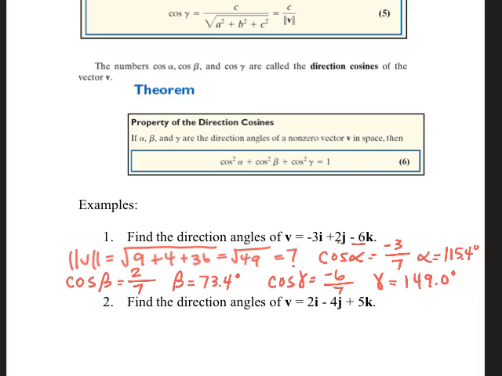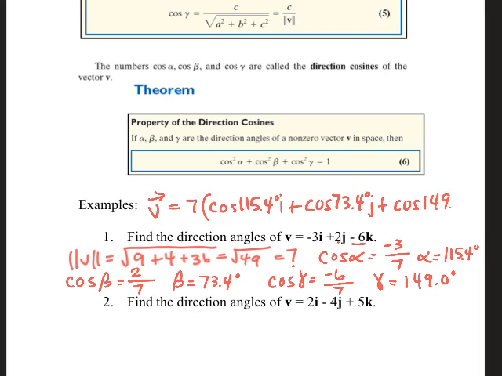So there's our three direction cosine angles. And one thing we can do now is rewrite this vector in terms of its magnitude, which is 7, times its direction angles: the cosine of 115.4 degrees I, plus the cosine of beta, which is 73.4 degrees J, plus the cosine of 149.0 degrees K. And that's how you write a vector in space in terms of its magnitude and direction cosines.